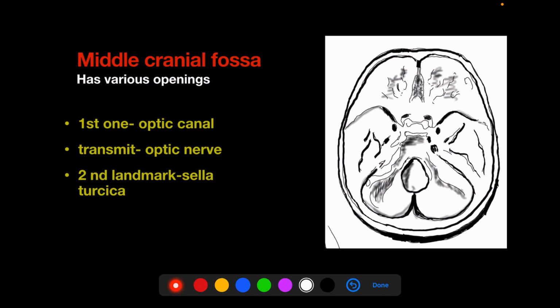Okay. Now coming to our next cranial fossa, that is the middle one, and it has various openings or passageways. The first one we will identify is the optic canal. It is here, these two dots. I am using laser to identify it. These two dots. Now I am using green color to identify optic canal. This one transmits the optic nerve, which is your second cranial nerve, CN2.